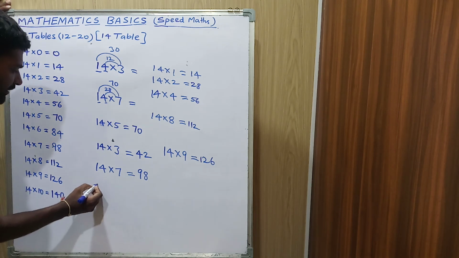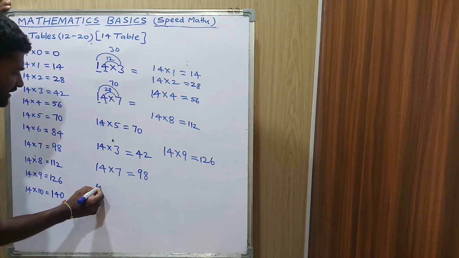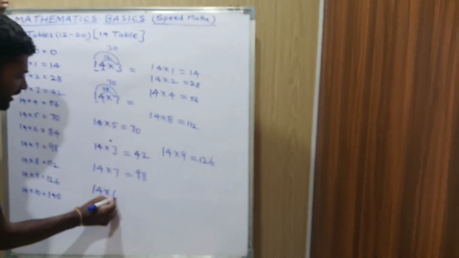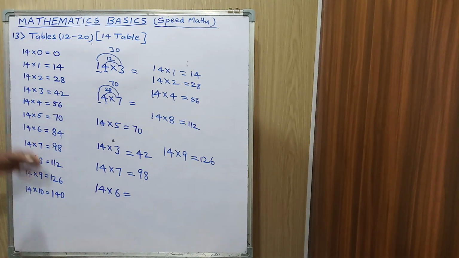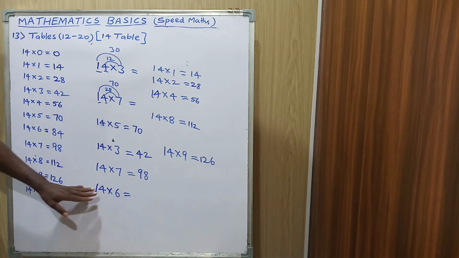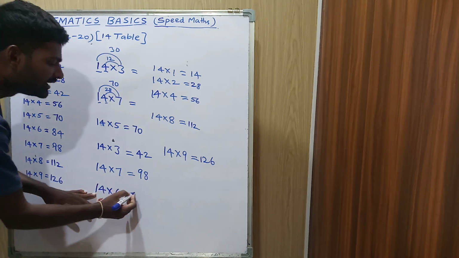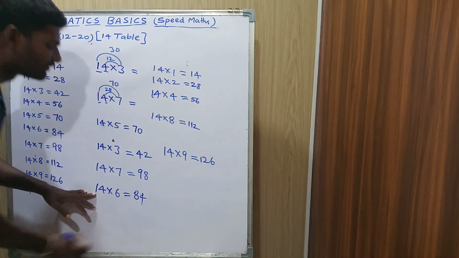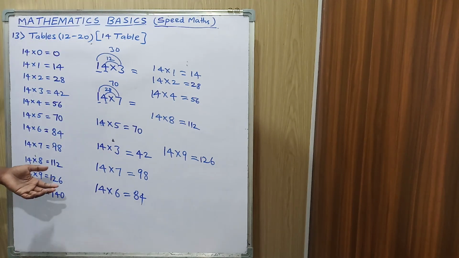Next, for example, while you are doing simplifications, you encounter 14 sixes, how much? For example, you don't know 14 sixes. Then think about 14 threes. So 14 threes are 42. 42 doubled is 84. Likewise, you can analyze and do simplifications.